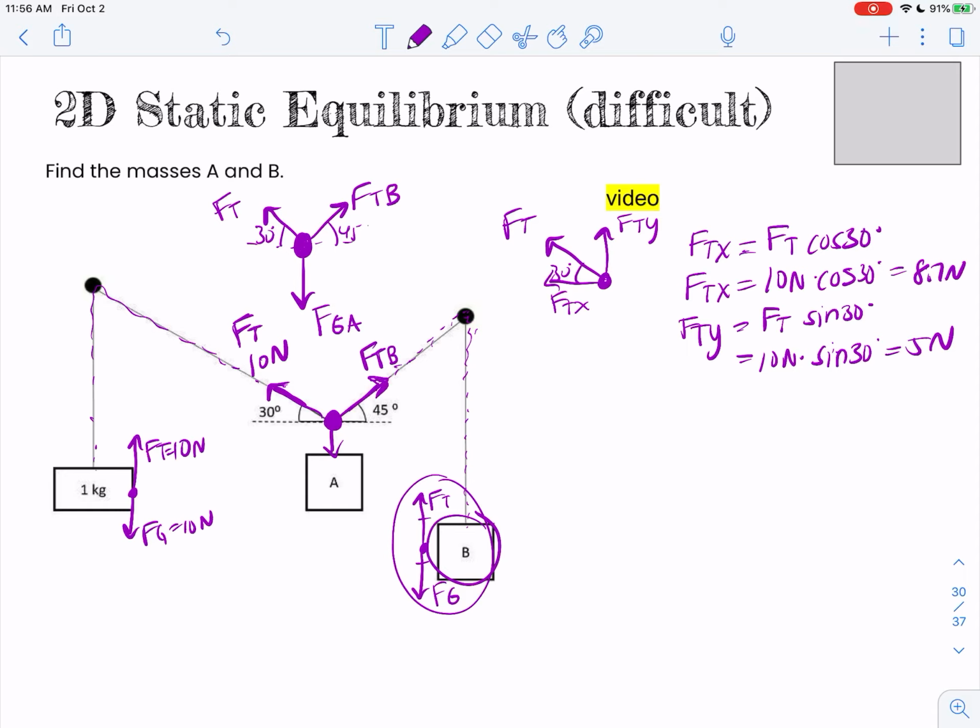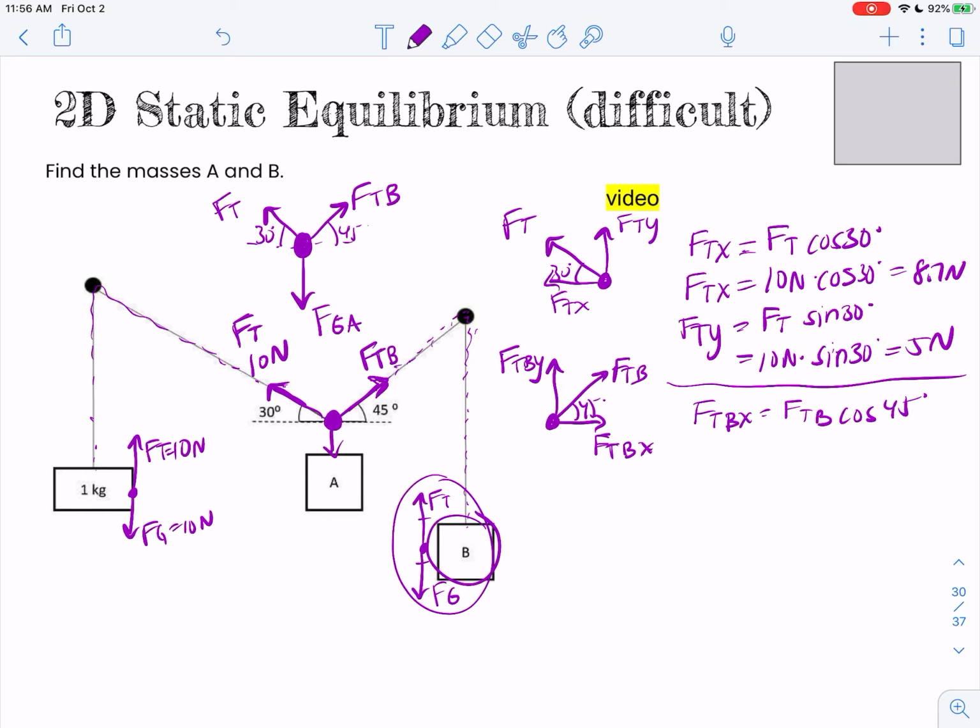On the other side, I'm going to have my FTB, so I'll have FTBX and FTBY. You can label these things any way you want, but you just want to be clear so that the person reading it can follow. So FTBX is FTB cos 45, and FTBY is FTB sine 45. Those I don't know, so I have to just leave those as variables.